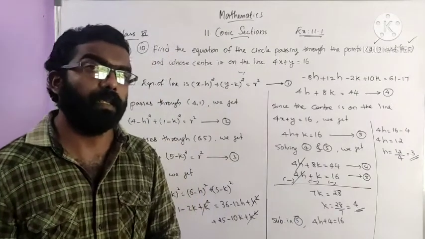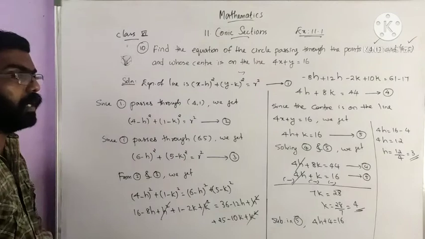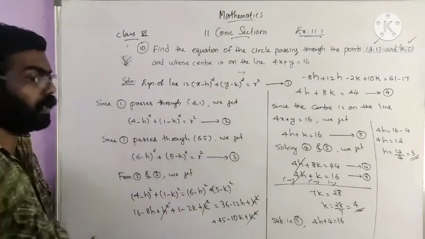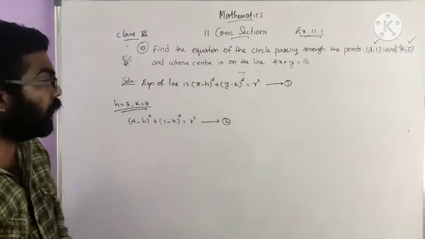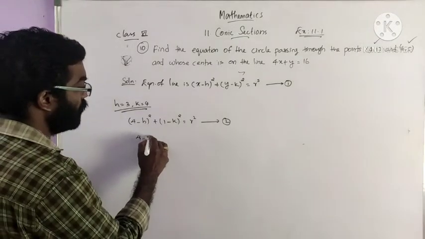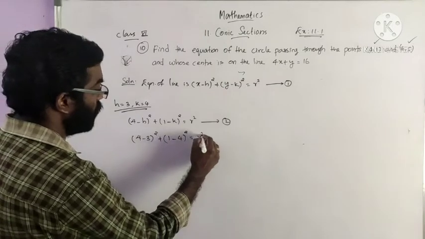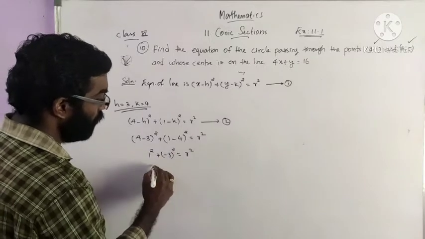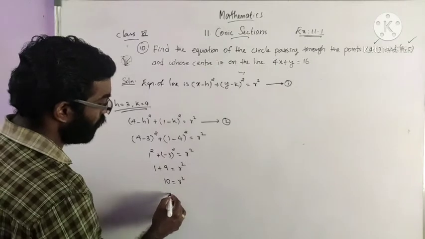Now we have to find the value of r, the radius of the circle. For that we can replace the values of h and k in any one of equation 2 or equation 3. Now we can put h is equal to 3 and k is equal to 4 in equation 2. Equation 2 implies 4 minus 3 the whole square plus 1 minus 4 the whole square is equal to r square. That is 1 square plus minus 3 square is equal to r square. 1 plus 9 is equal to r square. 10 is equal to r square, or r square is equal to 10.